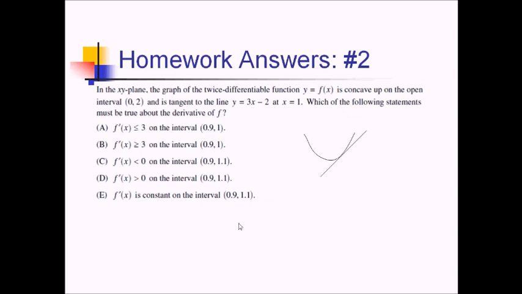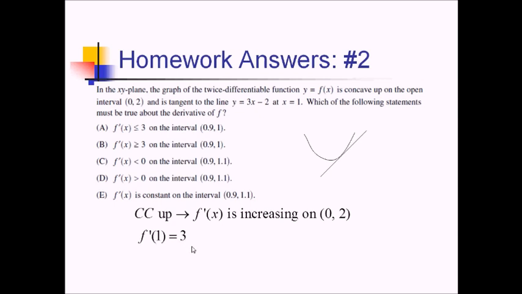Let's get a little more rigorous, though. What do we know based on the information they gave us? Since we have a concave up function, we know that f prime, the slope of this function, has to be increasing between 0 and 2. We don't know what the slope is at 0 or 2. It might be negative, it might be positive, but it's increasing the whole way. Next, since we have a tangent line at 3x minus 2, we know the slope of the original function at x equals 1 has to be the slope of that tangent line, namely 3. So we know f prime of 1 is going to be exactly 3, no matter what else is true.